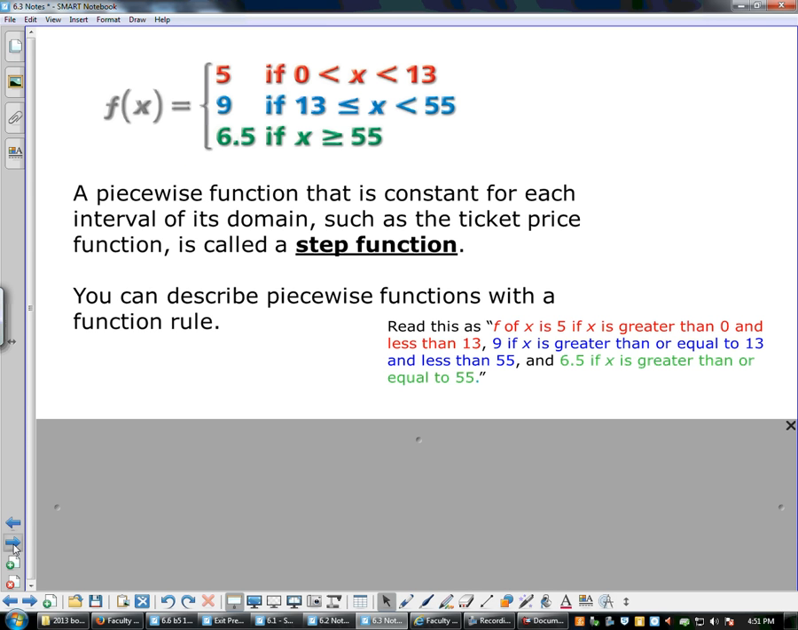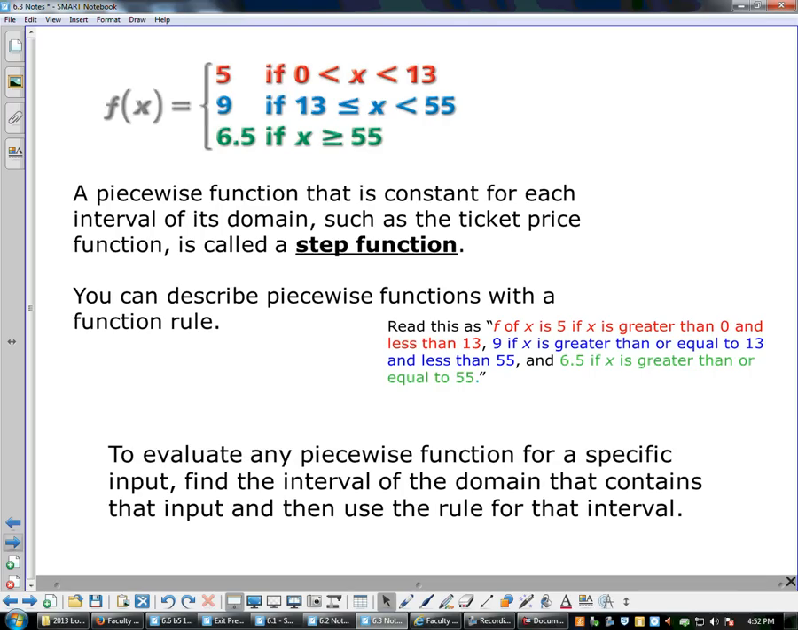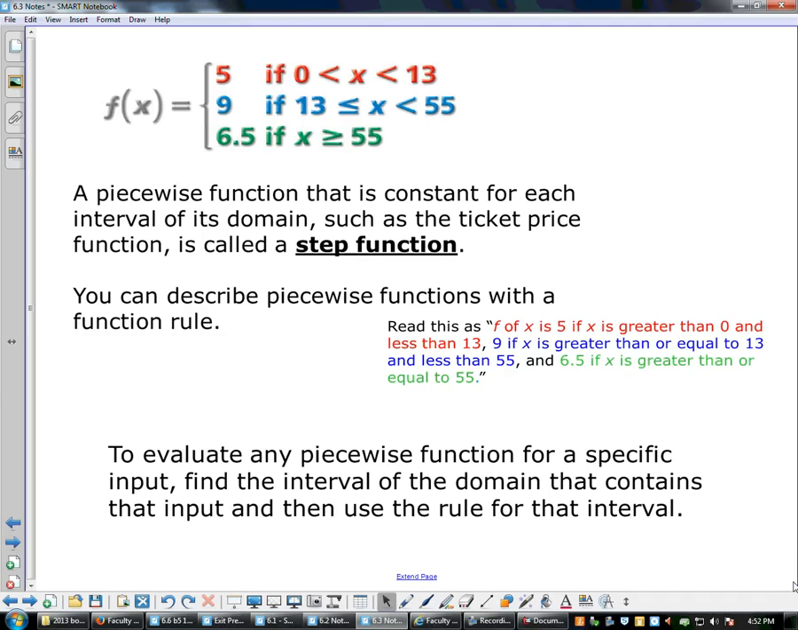So in order to read this, we have proper notation. We know how to read what we have written there. The way we would read that rule up above would be f of x is 5 if x is greater than 0 and less than 13, 9 if x is greater than or equal to 13 and less than 55, and 6.5 if x is greater than or equal to 55. When I want to evaluate, so evaluate means get a value, a number for it, I'm going to find the interval of the domain that contains that input. So what number am I trying to evaluate? And then use that specific rule.